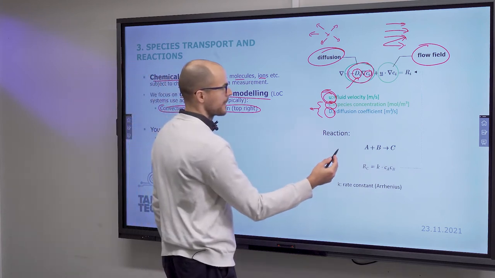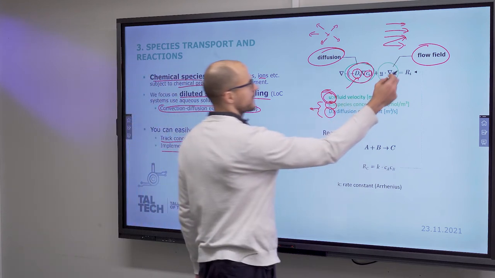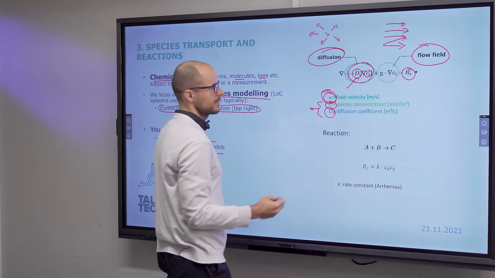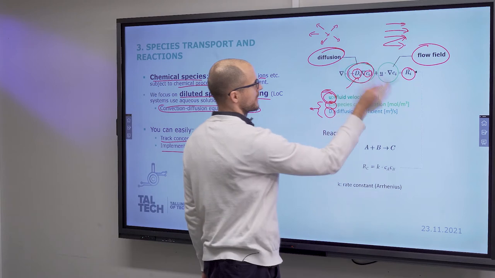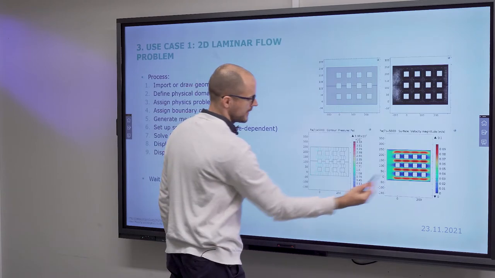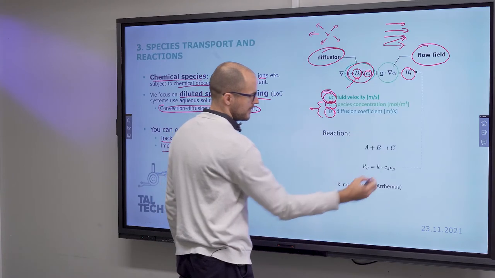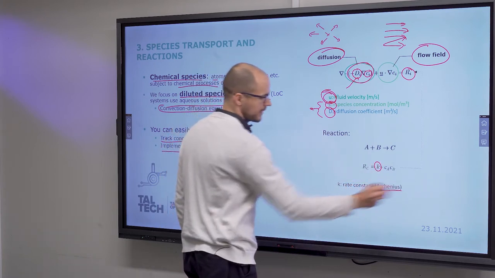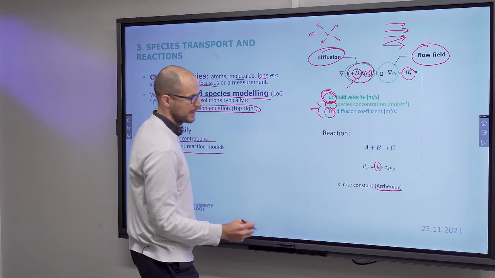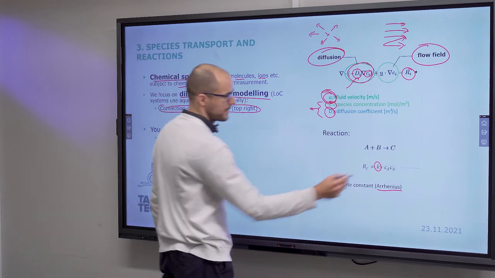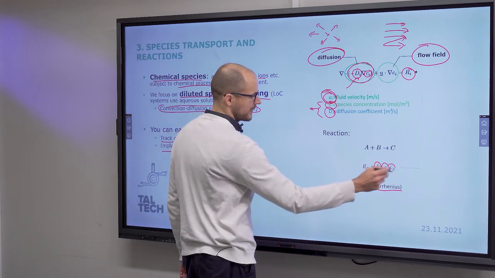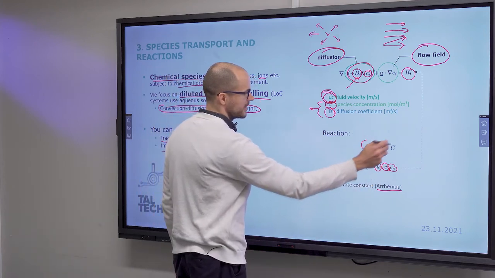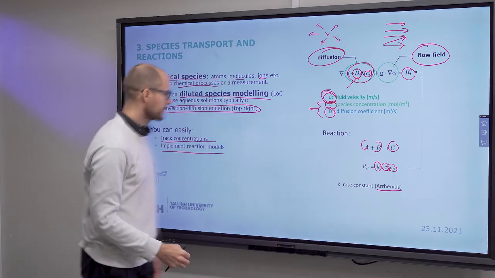So, this one is very important also. The reaction rate is defined by the convection diffusion equations. Reaction rate depends on the rate constant that you can calculate from the Arrhenius equation, the rate constant of your reaction, for chemical species A and B. If you have a reaction where A and B are being converted to C.